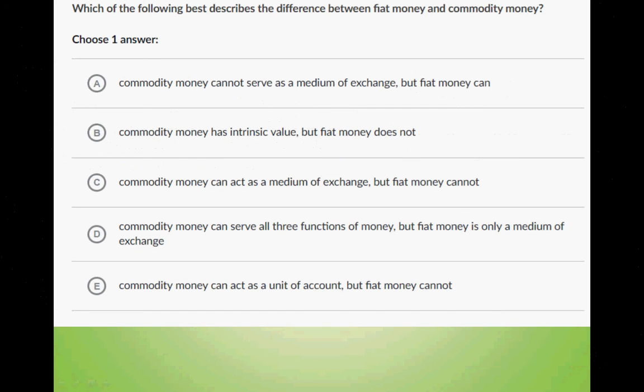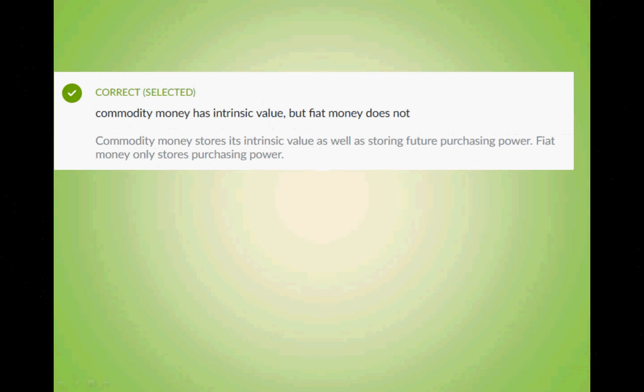All right, I think this might be the last question. Which of the following best describes the difference between fiat money and commodity money? Take a second and think of that one over. Fiat and commodity. All right. Commodity money has intrinsic value, but fiat money does not.